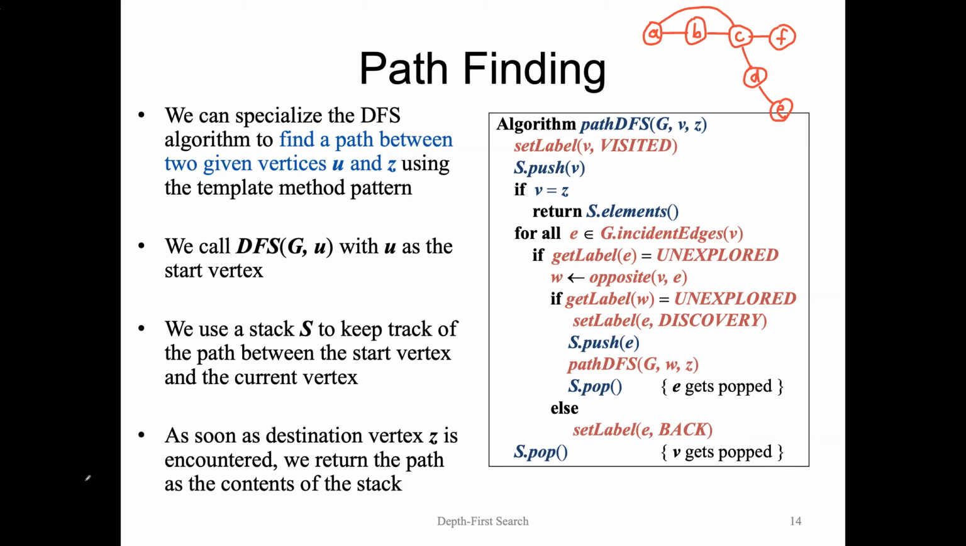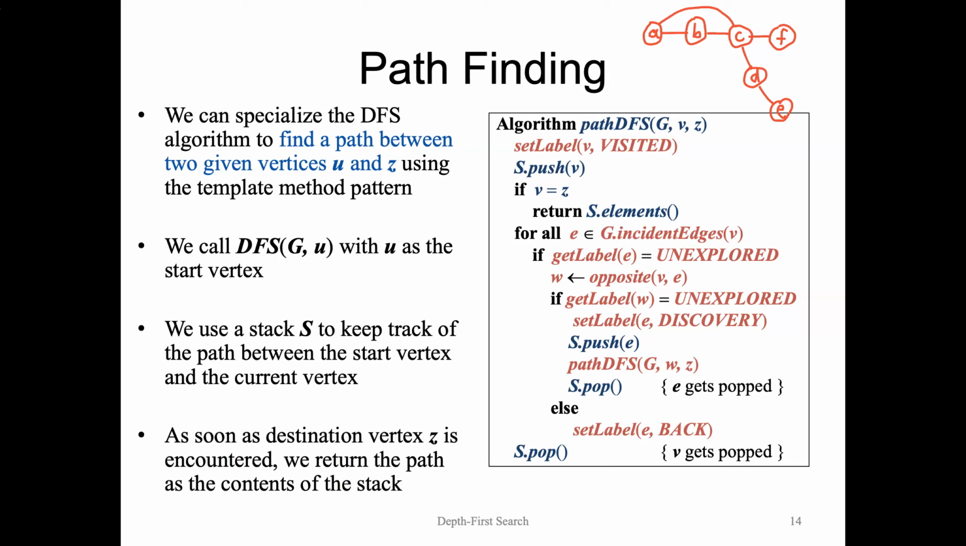Let's see some of the other applications that we have of depth-first search. For example, pathfinding is a pretty common problem. We want to figure out how we can get from one vertex to another vertex. Now, assuming that there is such a path, we can find one just by slightly modifying our depth-first search algorithm.